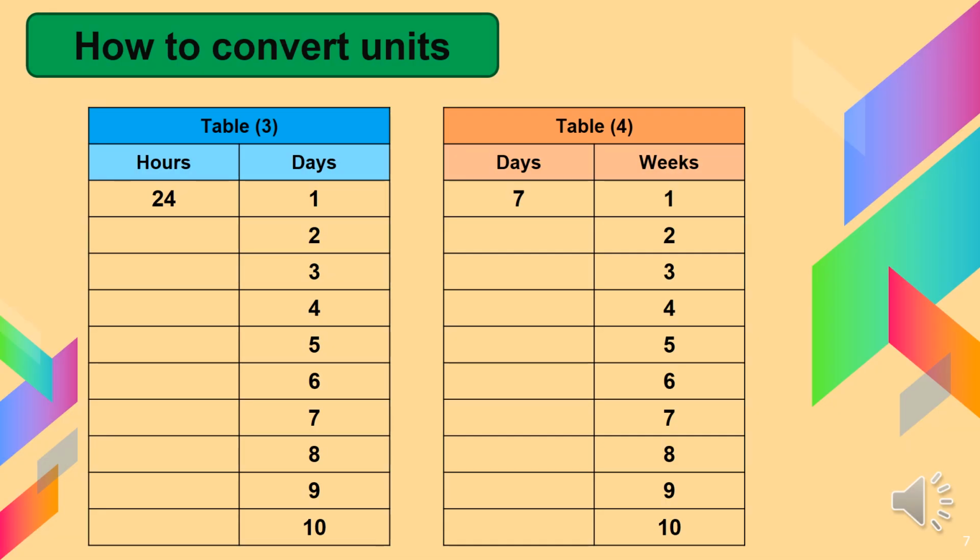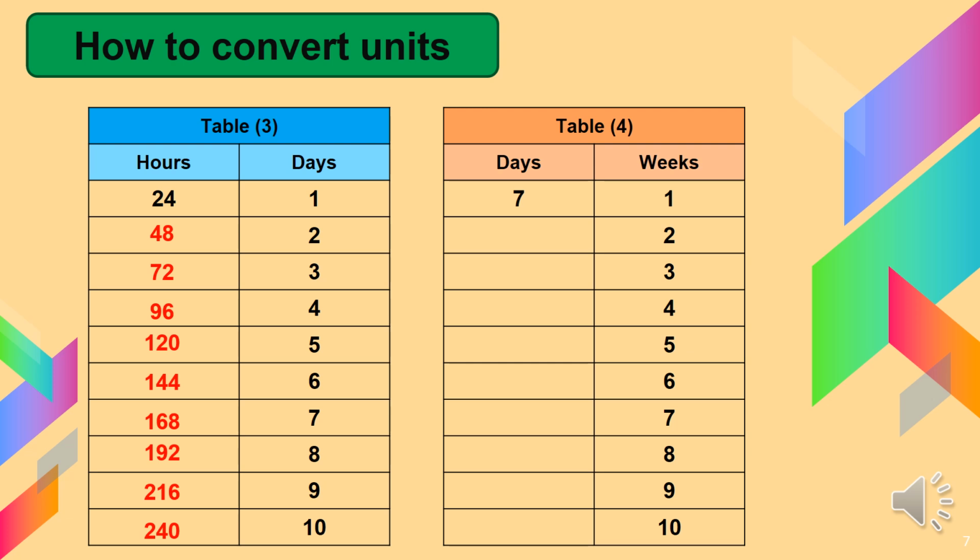Table 3, we have days to hours. Let's convert from days to hours. 1 day has 24 hours. What about 2 days? 2 times 24 equals 48. 3 days times 24 equals 72. 4 days times 24 equals 96, and so on. For each, you take the number of days multiplied by 24.